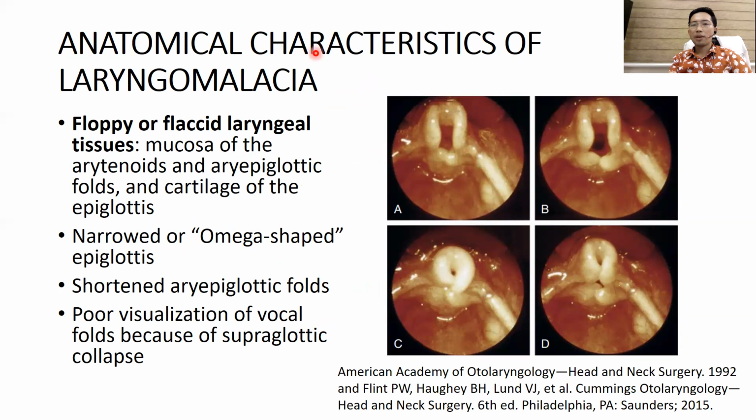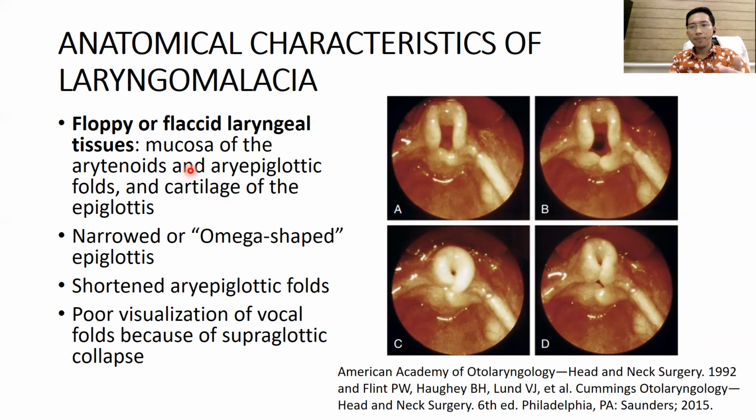So remember this anatomic characteristic of laryngomalacia. One characteristic is the floppy or flaccid laryngeal tissues. This one, remember in the pointer, is the epiglottis. This one is the arytenoid, and this one is the aryepiglottic fold. So the mucosa of the arytenoids and the aryepiglottic folds and the cartilage of the epiglottis are floppy or flaccid. That's why when the patient inspires, it is very floppy and flaccid that it will compromise the airway of the patient.